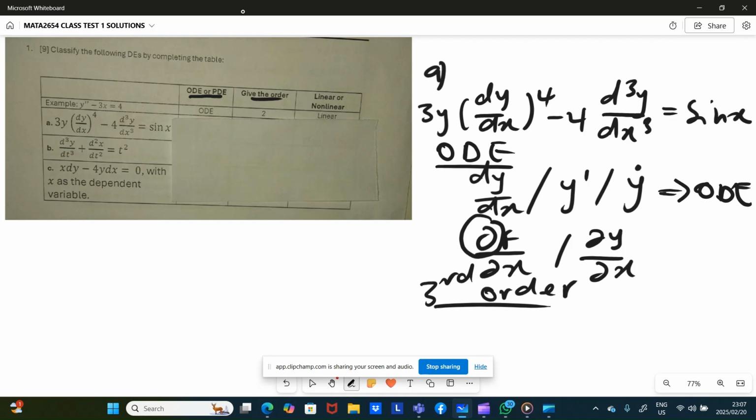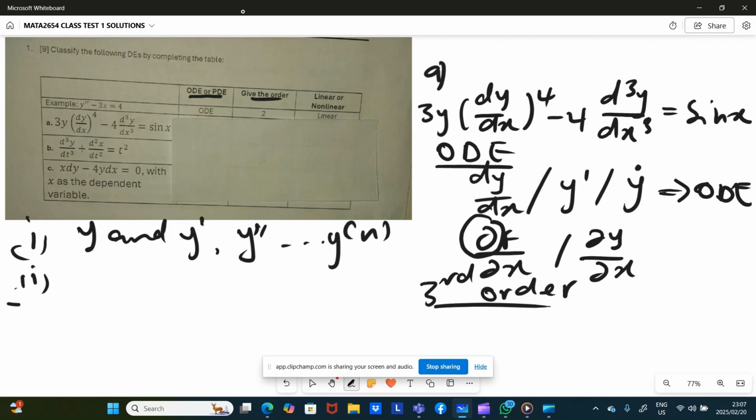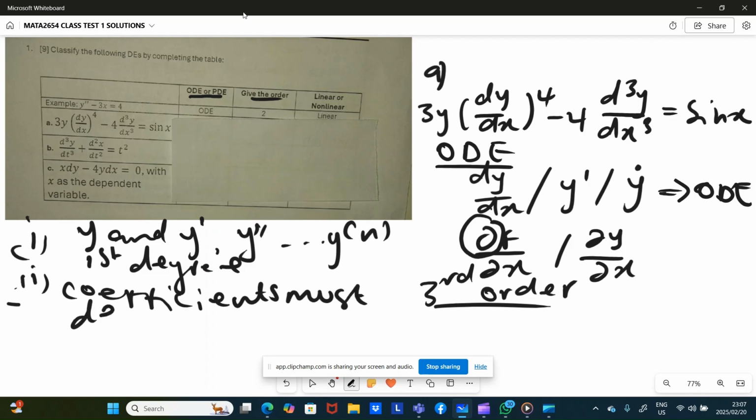For the last part, is it linear or non-linear? Remember the two conditions that you have to satisfy in order to tell whether something is linear or non-linear. First, y and its derivatives, y prime, y double prime, going on to the nth derivative, must be of first degree, so they must all be of the power of 1. The other condition says that the coefficients must depend on the independent variable.